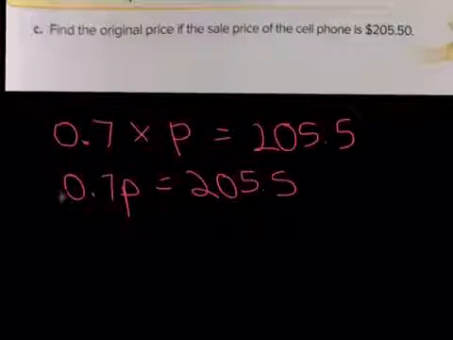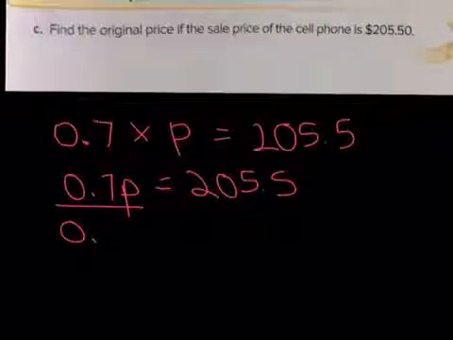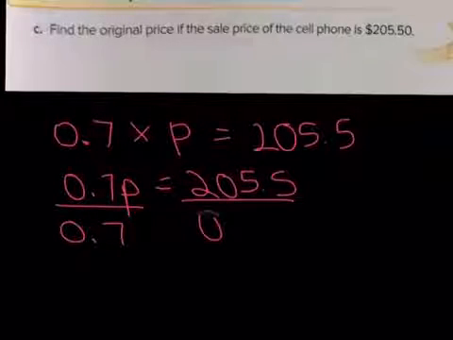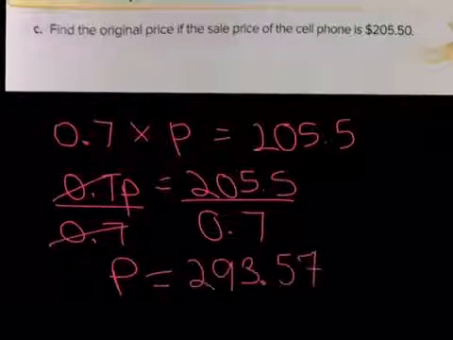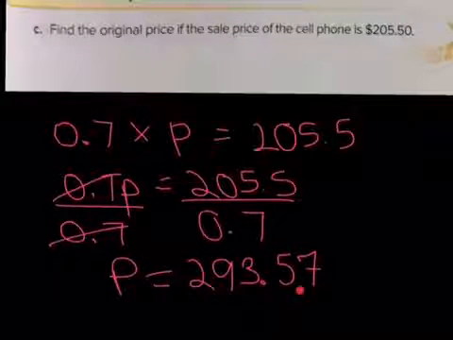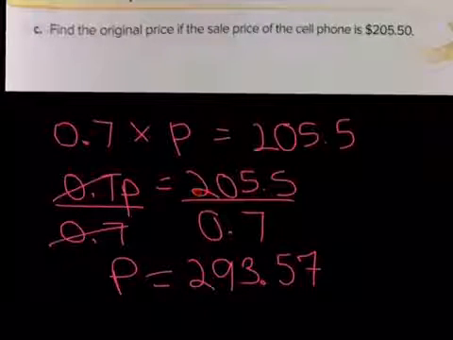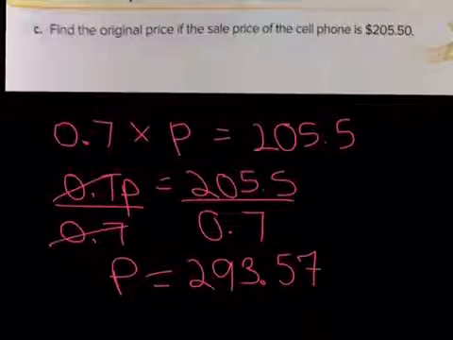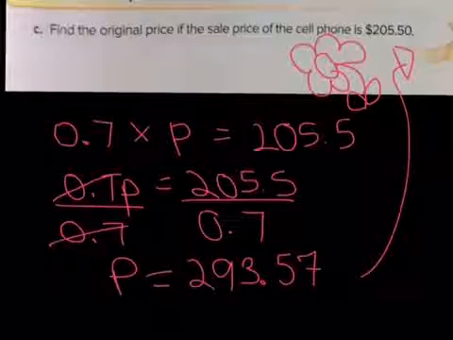205.5. We want to get rid of this so that we have the P and the price, but in order to get rid of it, we have to divide it out. So let's just divide it out, and that means we have to divide it out on this side as well. Whatever you do to one side, you must do to the other. So that'll get rid of the 0.7. We have a P left, and 293.57. So our actual 100%, this was 70%, our 100% is $293.57. Go ahead and write it where it goes up here and add a flower as a key answer.